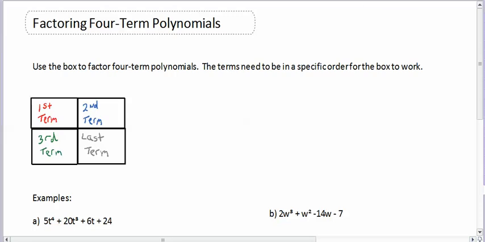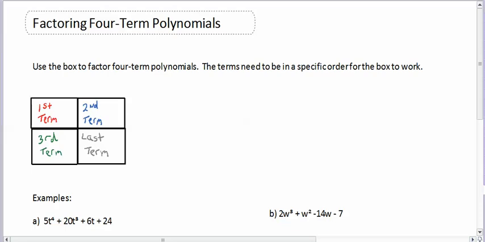Okay, so today's lesson is factoring four-term polynomials. It goes along with 8-8 in your textbook. I'd like you to write the notes down on, I believe it's the left side of page 63 in your composition book. You may want to stop the video and just copy down the directions real quick, because there's a specific way that you need to do this.